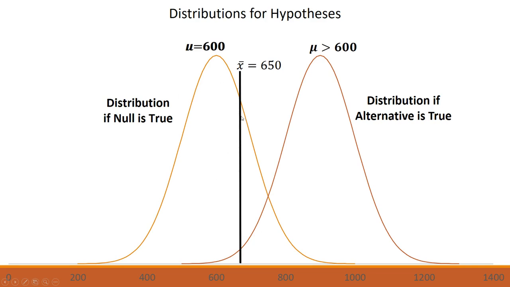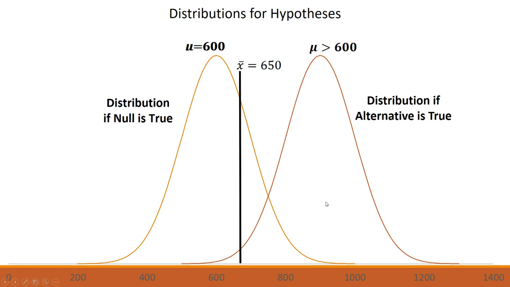Well, if we just look at these distributions, we would say it's actually pretty likely that you would observe a sample mean somewhere around 650 if the null hypothesis is true. In this distribution, values around 650 are very, very likely. Whereas if the alternative hypothesis is true, that is, if this is the true distribution in the population, then a value of 650 would be very unlikely. So values around 650 are very unlikely if the alternative hypothesis is true.